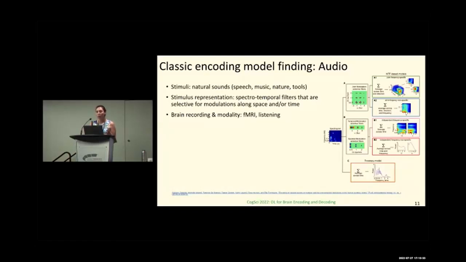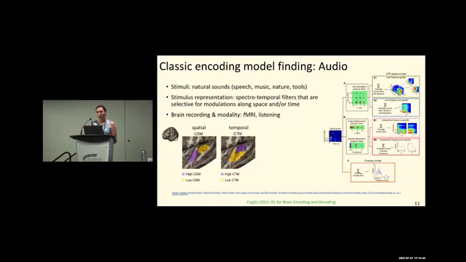The authors chose representations from several different computational models that implemented different hypotheses for these modulations along space and time. What they found was something very interesting, which is that the posterior auditory cortices seem to prefer coarse spectral information at high temporal precision, whereas anterior and ventral auditory cortices preferred fine-grained spectral information at low temporal precision.